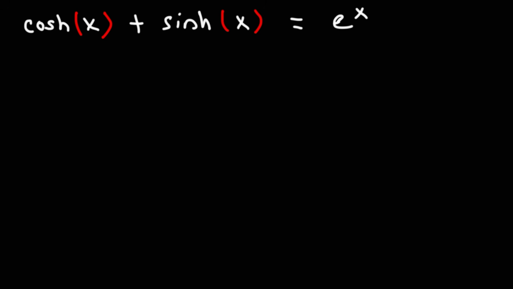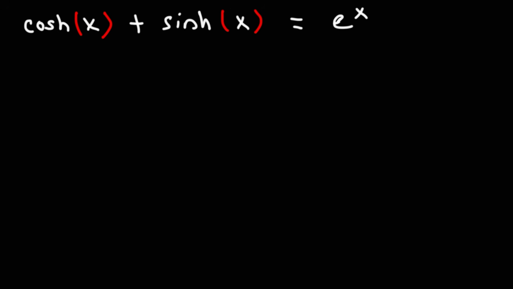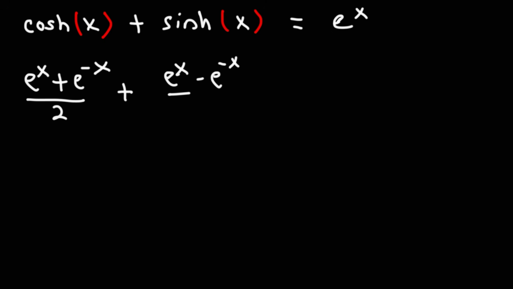In order to verify this identity, we need to convert cosine and sine into their exponential form. So hyperbolic cosine is equal to e to the x plus e to the negative x divided by 2. Hyperbolic sine is equal to e to the x minus e to the negative x over 2.